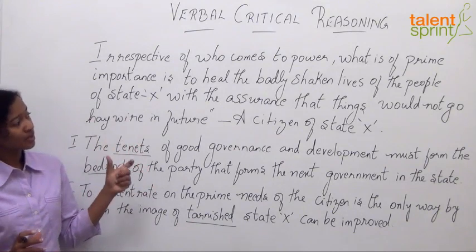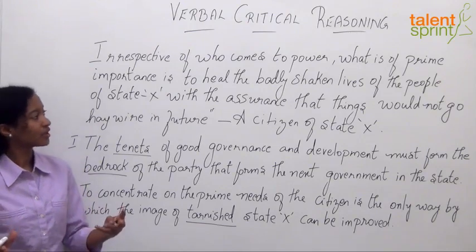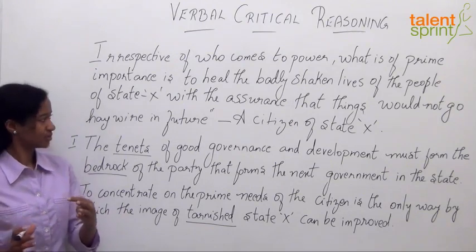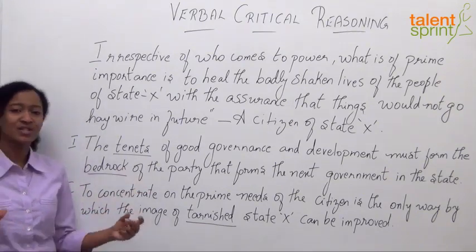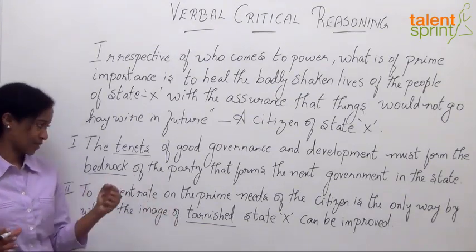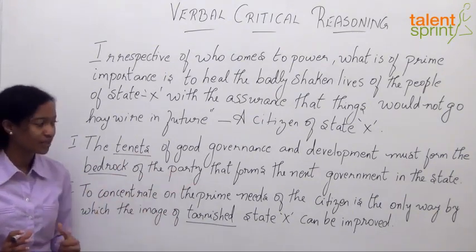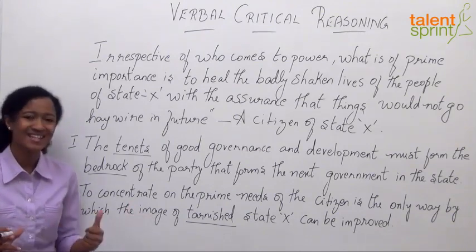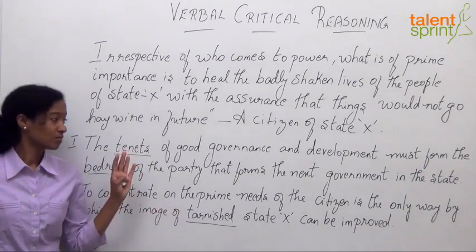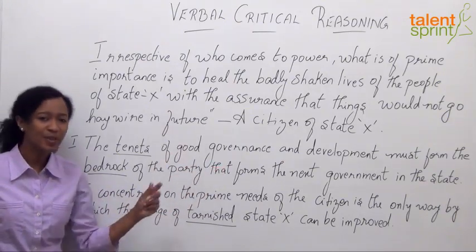We know from the statement that it very clearly says who's going to come, the next party, the government. The idea is they need to instill confidence in the minds of the people, right? So let's look at both the assumptions and see which of these are implied or understood from the statement. So the first one: the tenets of good governance and development must form the bedrock of the party that forms the next government in the state. Now, if you look at this assumption, it very clearly says that good governance will automatically go ahead and instill the confidence that the people need.